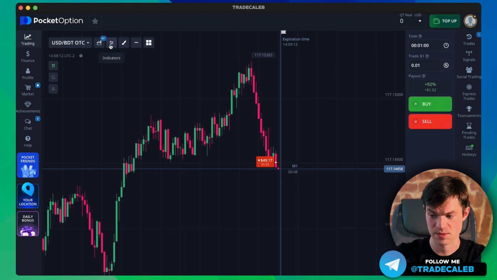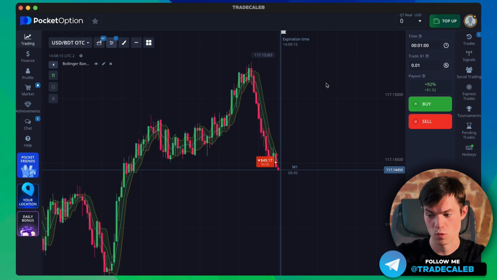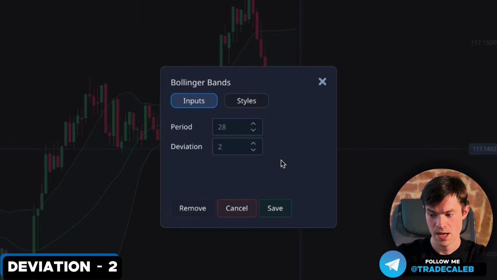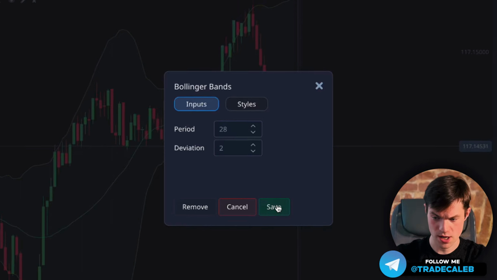You add it, let me do it together with you. So we add the indicator by simple clicking, and here we must necessarily set the period equals 28 and the next parameter equals 2. In the styles, there's no need to change anything. I click Save and look what rule I'm guided to enter the trade.